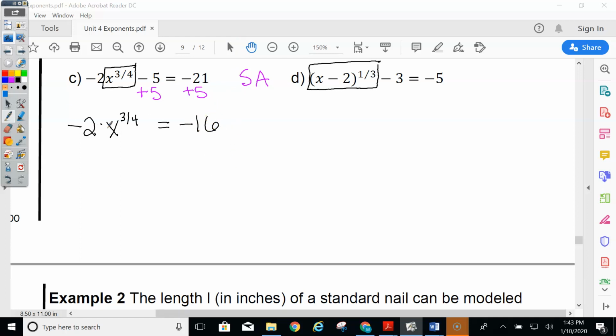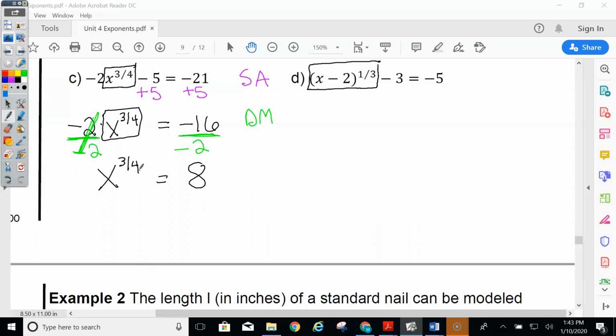So from here, again, we're still trying to get this part by itself. So we need to get rid of the -2 by dividing or multiplying. In this case, we divide both sides by -2. So it cancels out. X to the 3/4 equals +8. Negative and a negative makes the +8.